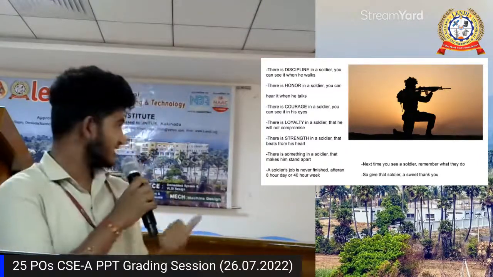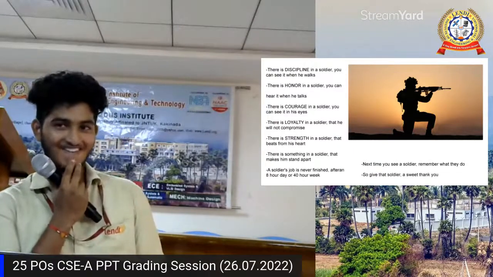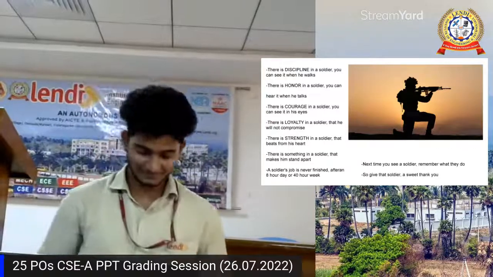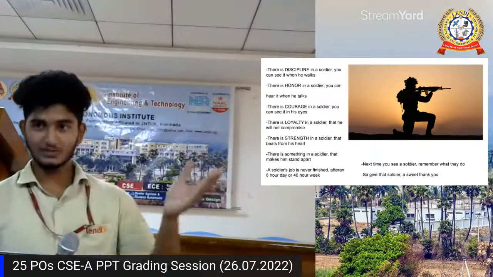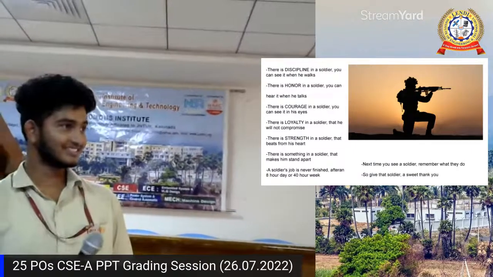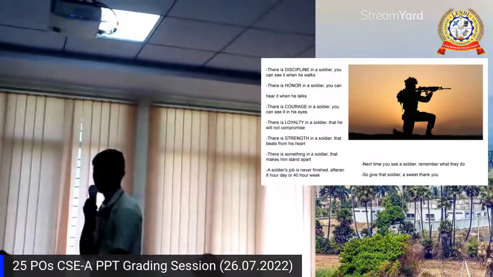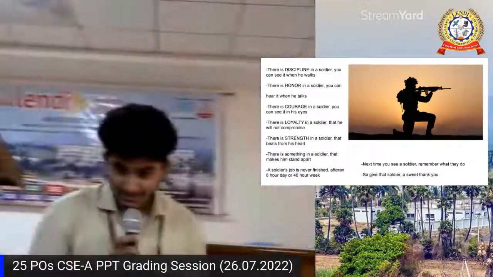Can anyone describe this picture? There's a soldier smoking, pointing the gun at the enemy, trying to defend.